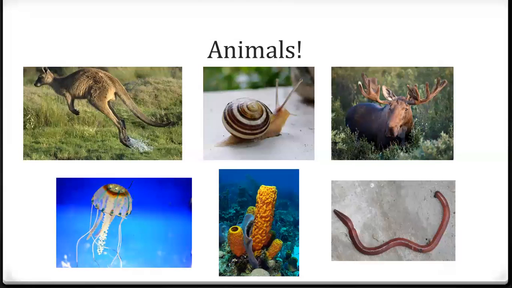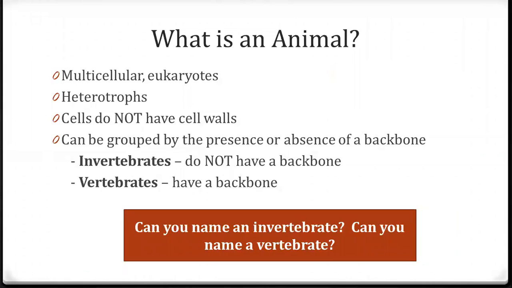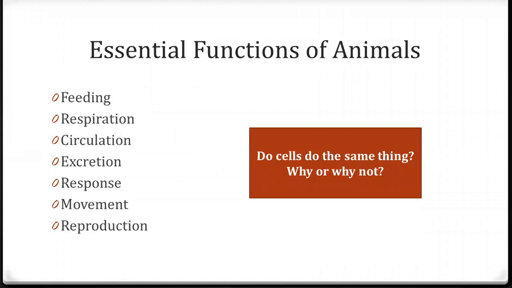Okay, so we've moved from the plant kingdom to the animal kingdom. So an animal is multicellular. It's a eukaryote, meaning it has cell organelles and a nucleus. Heterotroph, so it ingests food. Cells do not have cell walls, and it can be grouped by the presence or absence of a backbone. Invertebrates do not have a backbone. Vertebrates do have a backbone. Animal functions can be grouped into these different things. And based on their characteristics here, that's how we separate them into phylum. So feeding, respiration, circulation, excretion, response, movement, and reproduction.